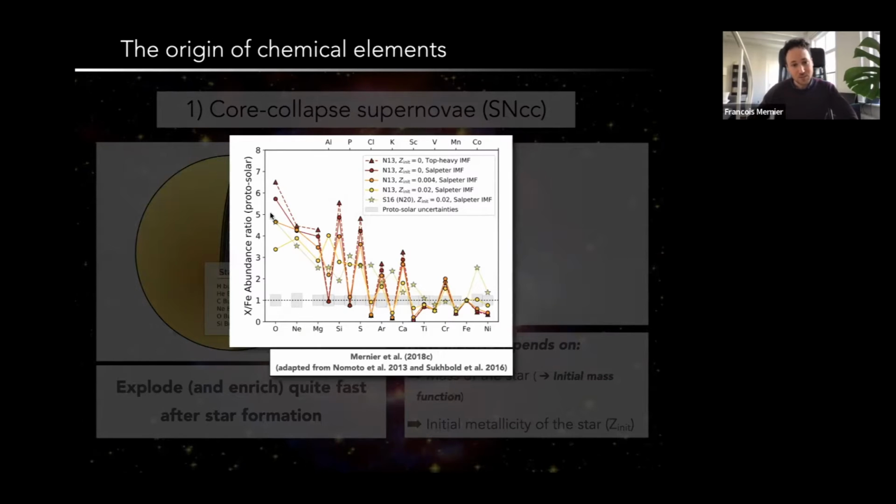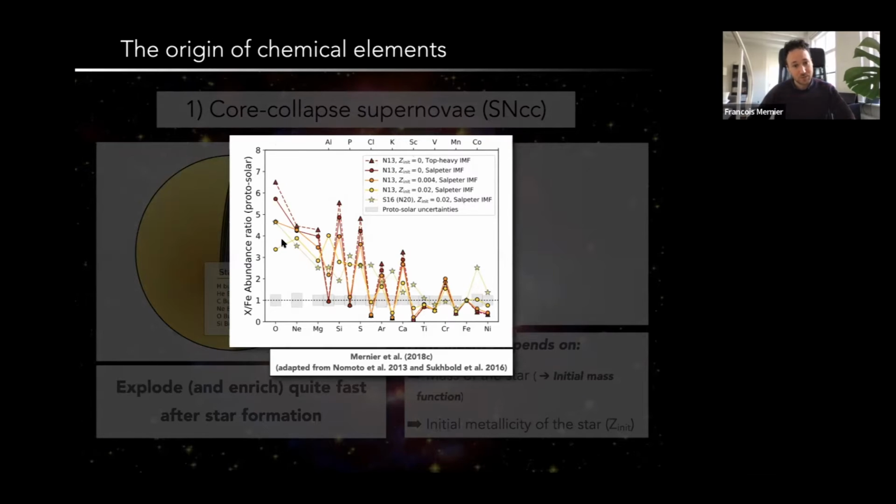So what you see on the y-axis is just the abundance normalized over iron ratio. So you see that iron is here set to 1. And you have just different models, different nucleosynthesis models. And in each of them, for example, you can vary the initial metallicity, or you can just vary the IMF that you consider.